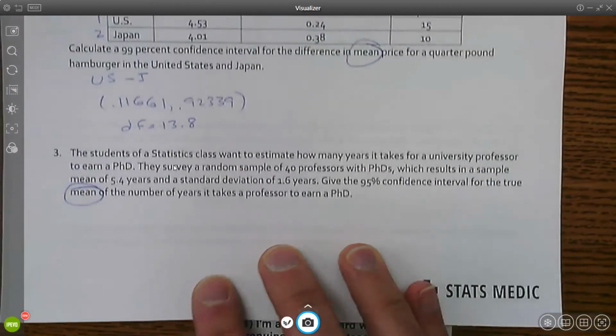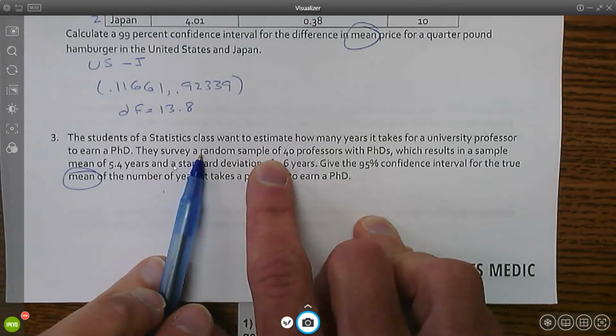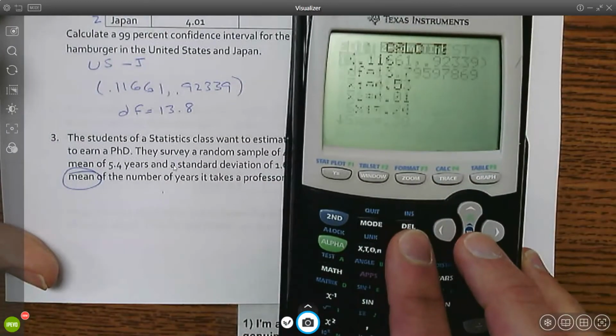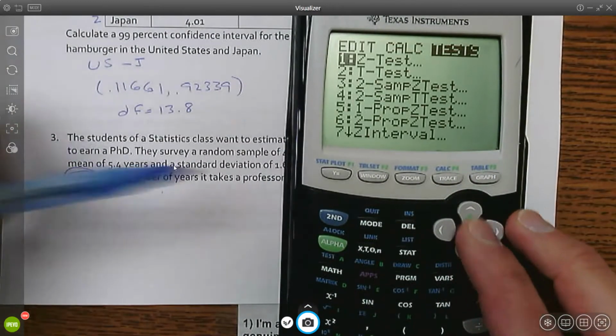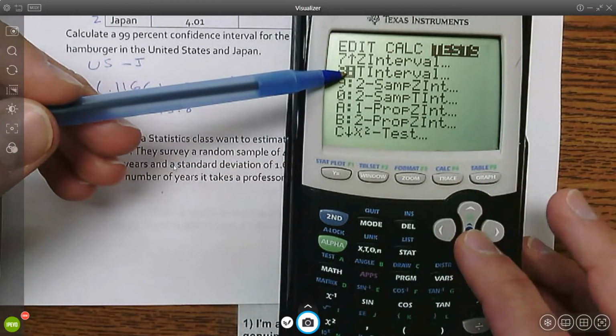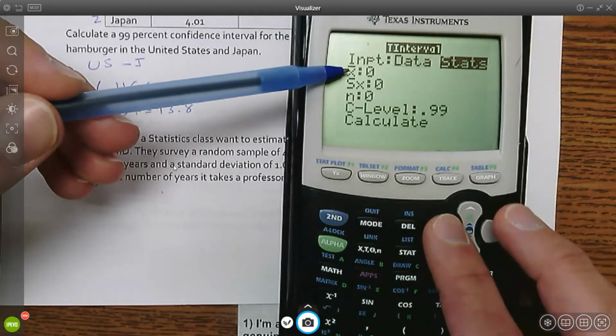All right, for question 3, confidence interval for the true mean. Okay, so it looks like it's one sample or paired. We just have one sample. So this is a 1-sample t-interval. So I'm going to go test. There is no 1-sample t-interval listed in here. So I'm just going to choose t-interval. That's 1-sample t-interval. We do not have the data.